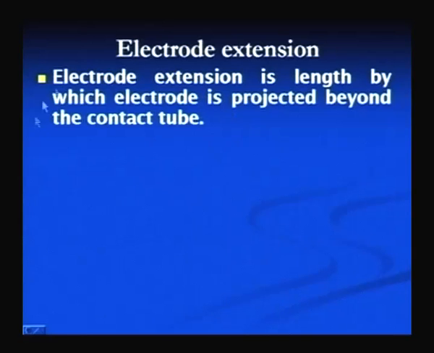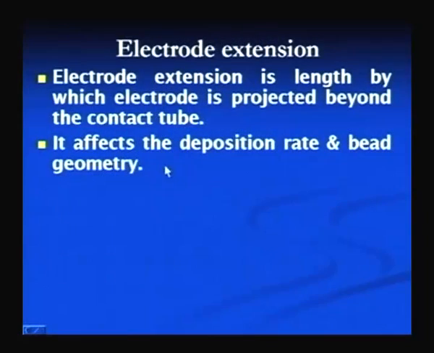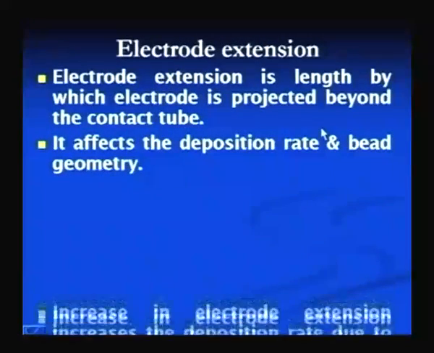Electrode extension is the length by which the electrode is projected beyond the contact tube. If the electrode extension is more, it will lead to more electrical resistance heating of the electrode, and thereby it will affect the melting rate. So, electrode extension affects the deposition rate and the bead geometry.